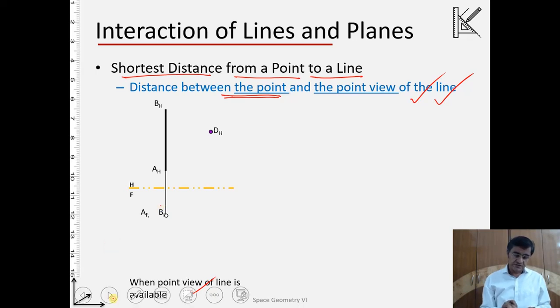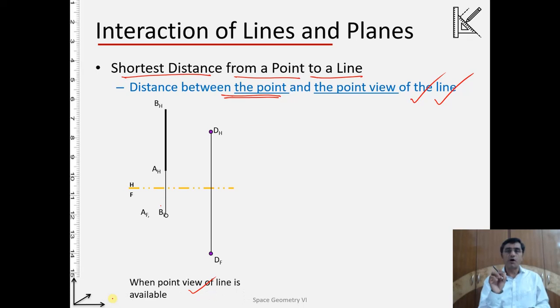Then we see a point D, and DH is the horizontal projection of point D. Similarly, DF, here it is DF, is the projection of the point on the frontal plane. So now, as per this definition, as per this concept, if I join DF to the point view of the line, okay, if I join these two, this is the true length, okay.